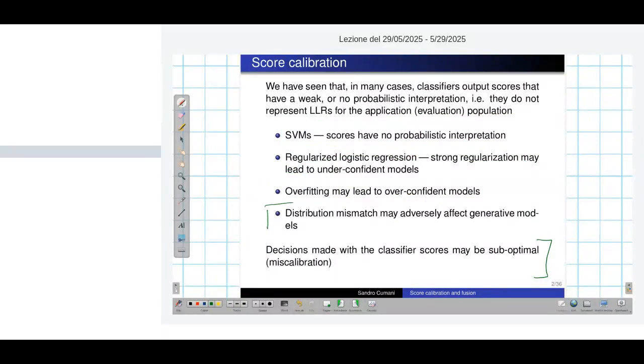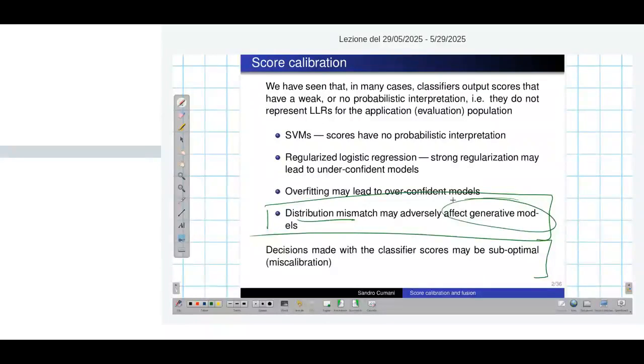So also, when we have generative models that describe the distribution of samples, if the distribution of samples is a good model for the evaluation population, then what we get is a good log likelihood ratio that will be well calibrated. Otherwise, if there is distribution mismatch between the training data and the data that we test our model on, the density estimates that we use are not a good description of the evaluation data, so that may lead to what? Well, on one hand, a bad model, in the sense that the model itself may not be able to discriminate the classes well, with a large min DCF.